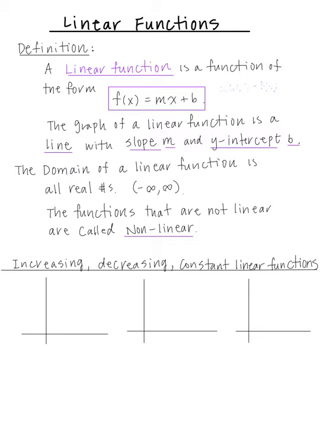So again, just to save us some time, I've already written down the definition, so let's just read it. It says that a linear function is a function of the form f of x equals mx plus b. The graph of a linear function is a line with the slope m, which is this m right here, and the y-intercept b. So this will be the y-intercept.